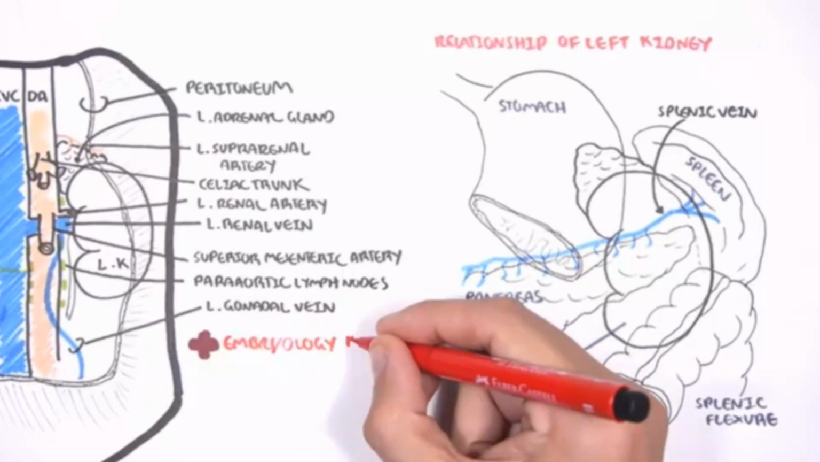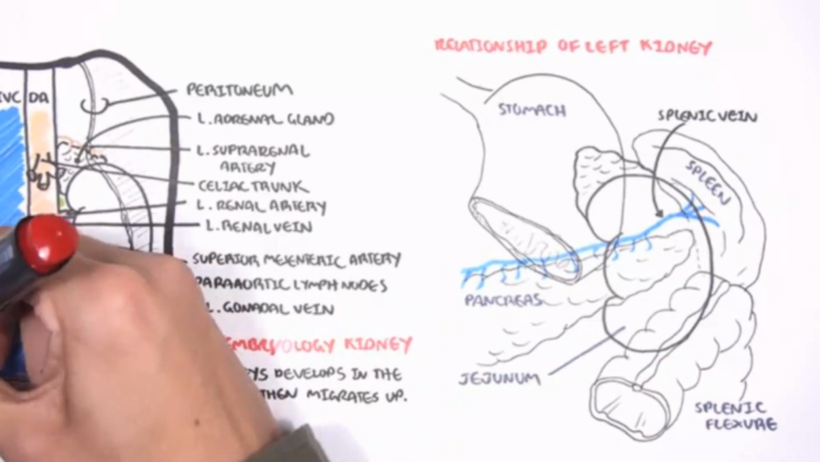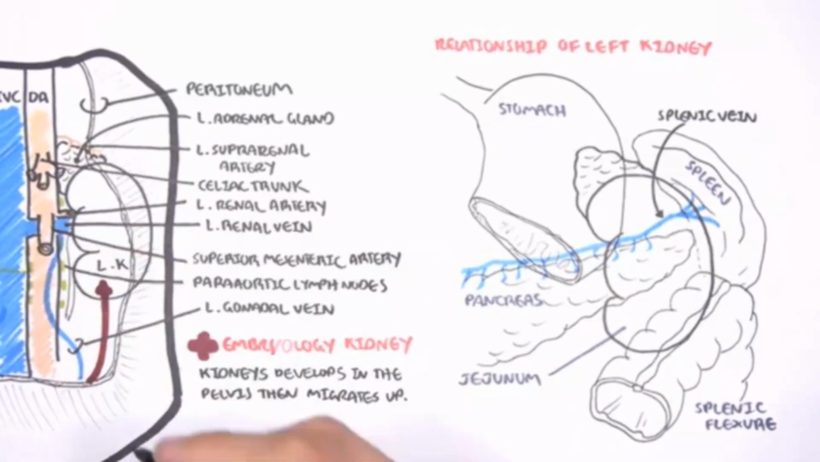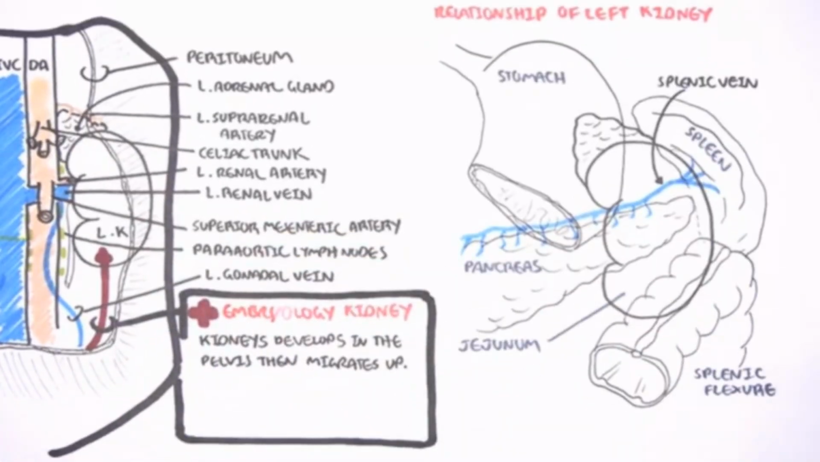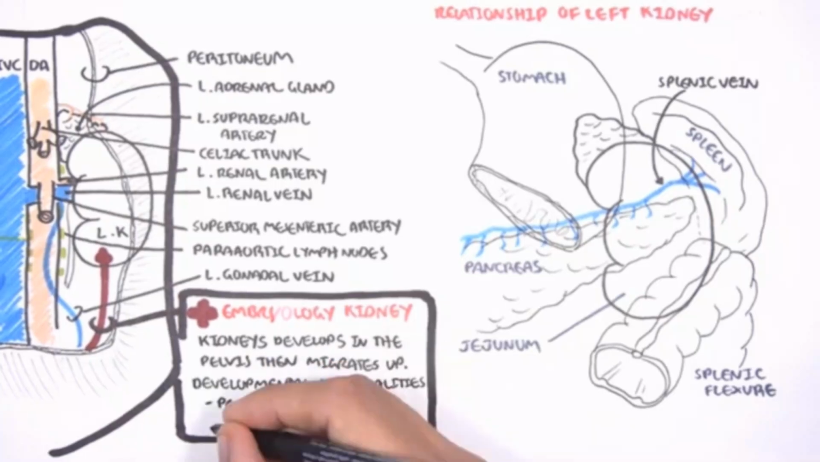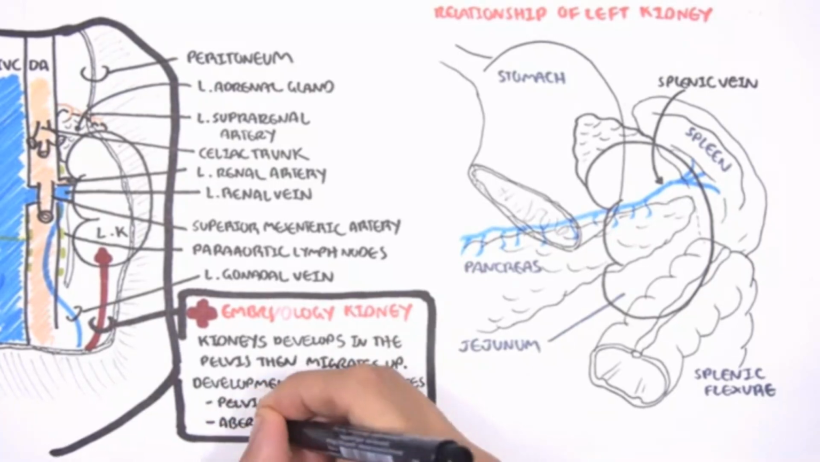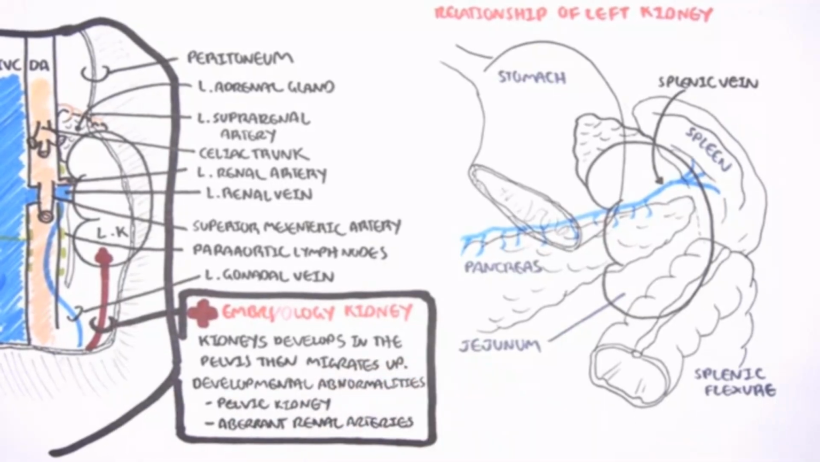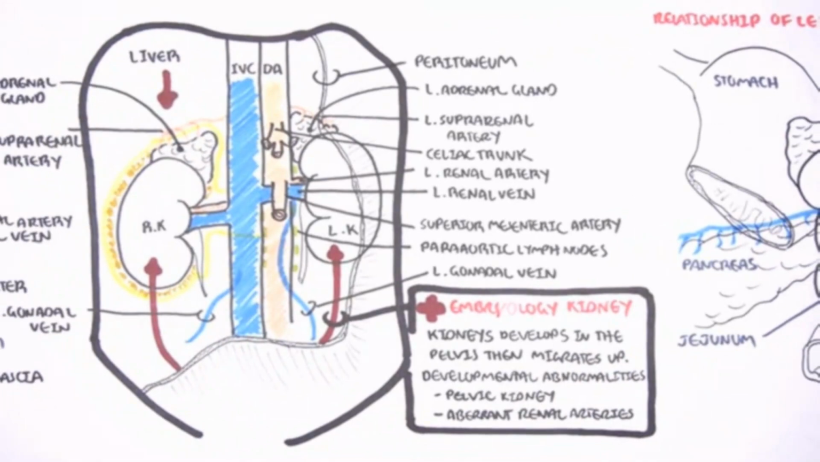The embryology of the kidneys. Now, the kidneys actually develop in the pelvis and then they migrate up during embryological development. Developmental abnormalities can occur during this whole process. So, for example, there is a thing called pelvic kidneys, and it is where one of the kidneys can stay in the pelvis and actually fail to migrate up. Another is aberrant renal arteries, which is where a kidney has more than one renal artery and is a very important consideration, especially during surgery, as these arteries can get in the way.